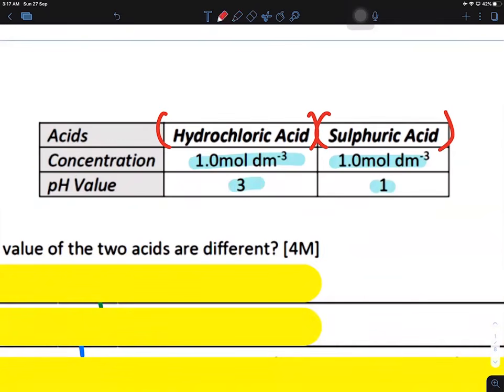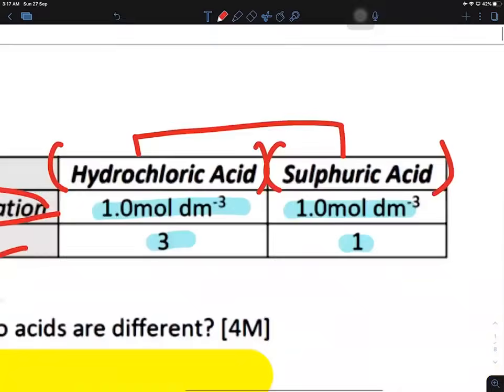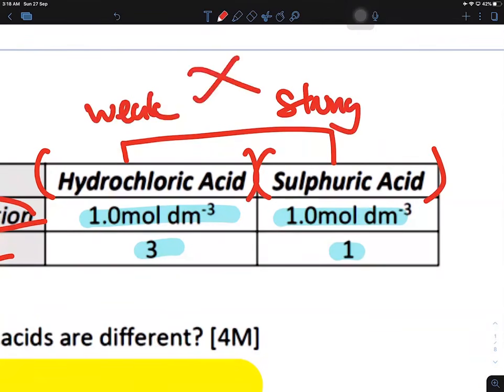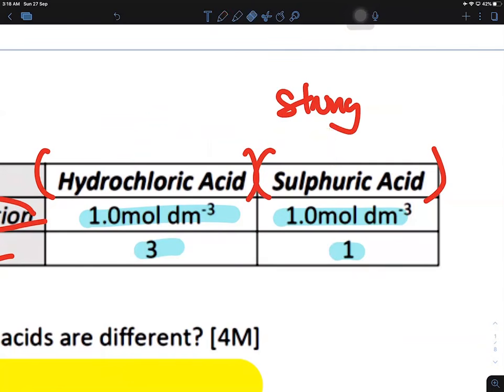With the same concentration, the pH will be different. So that means you have to be able to explain the difference between hydrochloric and sulfuric acid. So what is the difference between these two acids? Ask yourself. A few seconds. Okay. Some people might think that, oh, hydrochloric acid and sulfuric acid is a strong and weak acid. Some people might think that sulfuric acid is strong and the weak acid is the hydrochloric acid. But your answer will be wrong. It is wrong. Because hydrochloric acid or sulfuric acid, they are both strong acid.